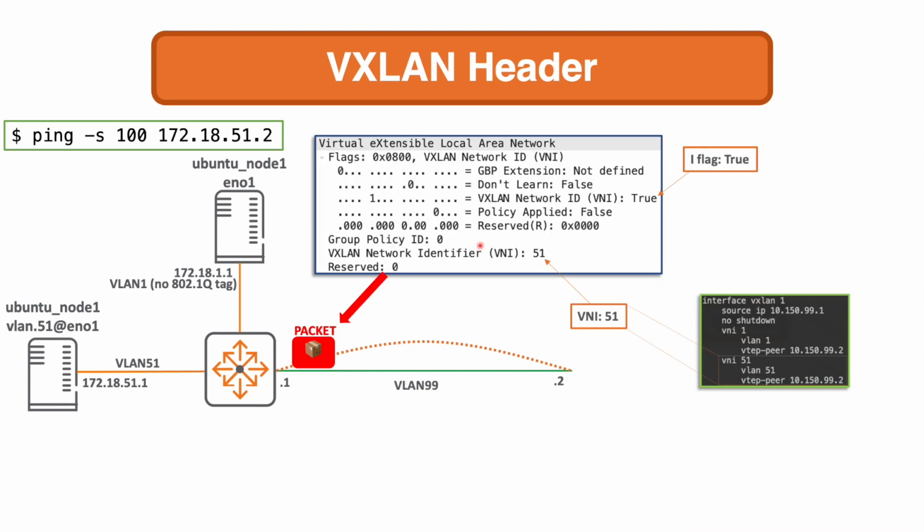Moving on to the VXLAN header then, so that we can have a closer look at what's going on with those 8 bytes. Now, the flags are all set to 0, except for the 5th bit, which is the I flag, set to true, because we've got a VNI. And there we can see the VXLAN network identifier, the VNI, set to 51 in this case. And I've just added in this snippet here so you can see this is where we configure the VNI. So interface vxlan 1, we have the VNI configured there.